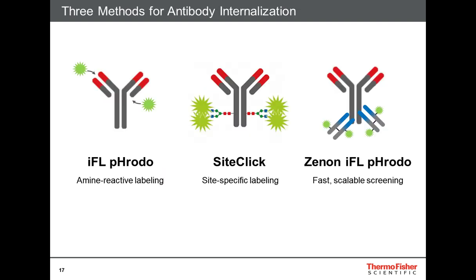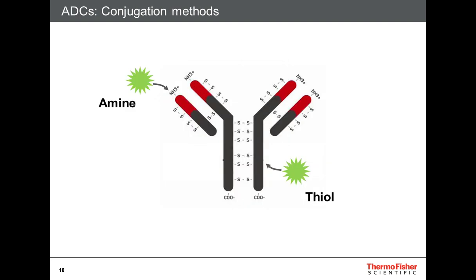Okay. And so that's a summary of our IFL pHrodo amine-reactive dyes for antibody internalization. But other conjugation approaches are possible. So I'll show you two more. First, I should mention that antibody-drug conjugates are generally made one of two ways. Either their lysines are labeled via a primary amine conjugation, or disulfide bridges are reduced to conjugate to thiols present in cysteine residues.